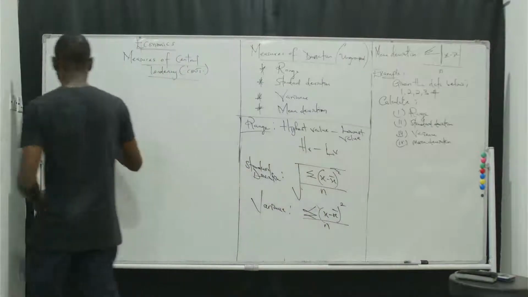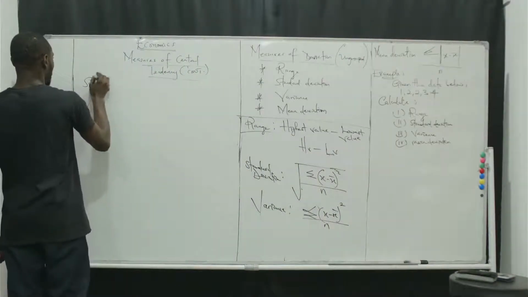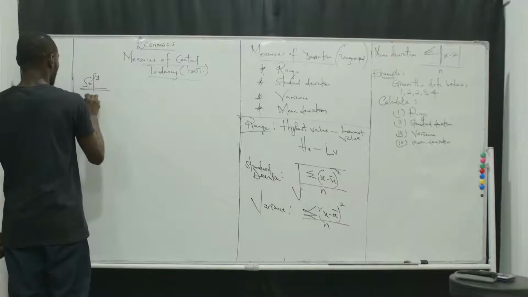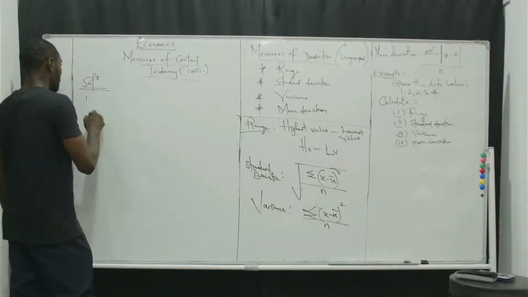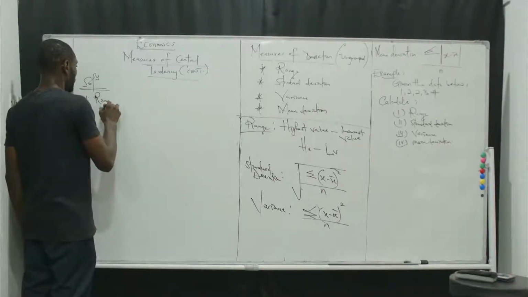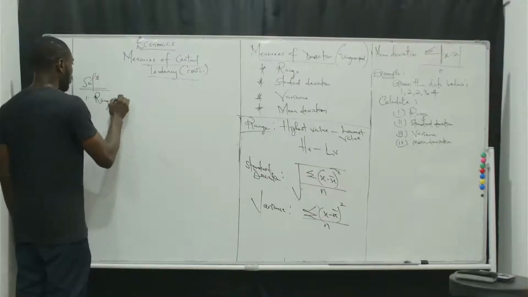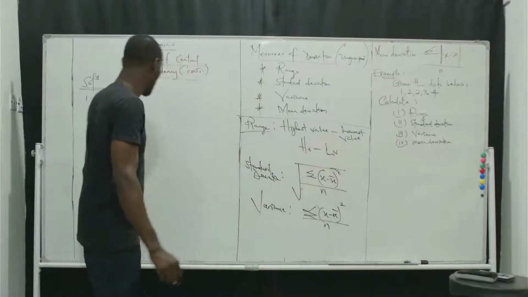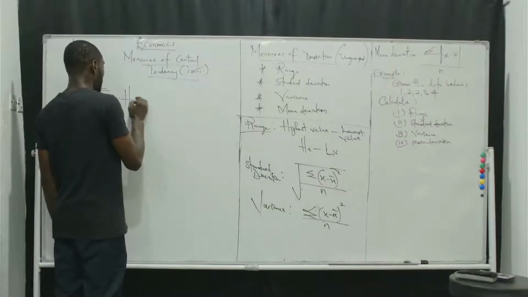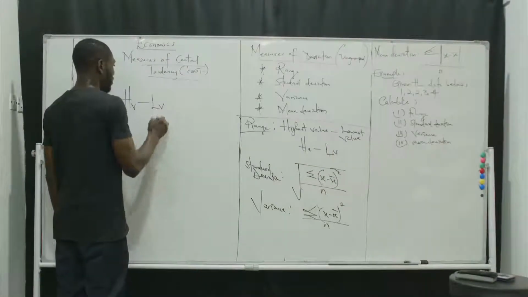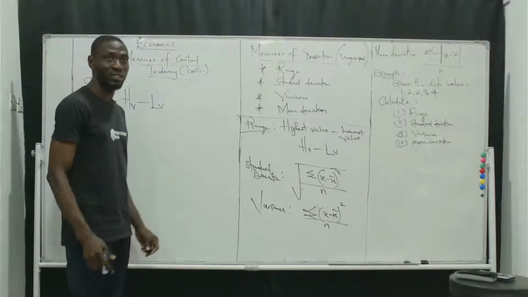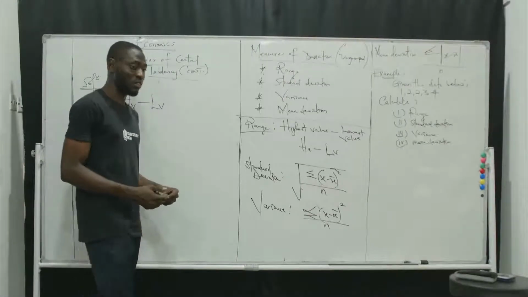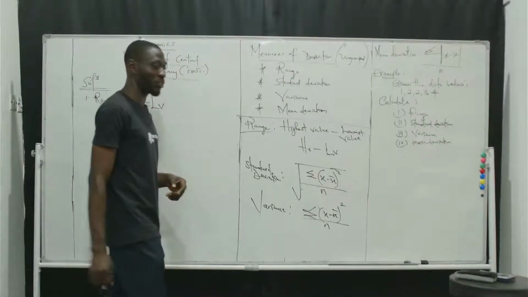So for range, solution, range. So my range has what? The highest value minus the lowest value. So I just come here and say HB minus LB, right? So we have HB minus LV.